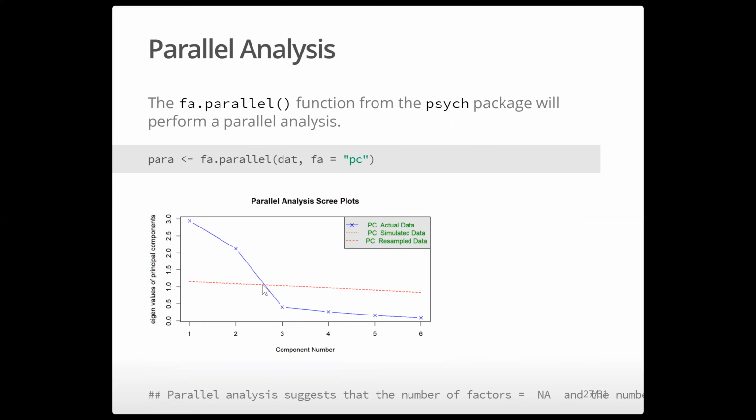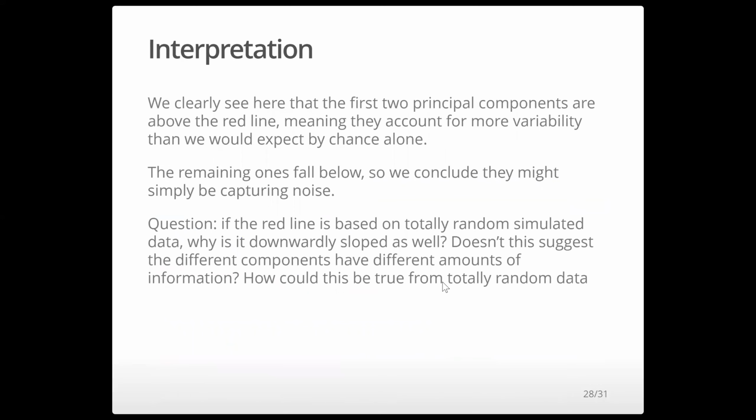Here we see this red line represents the simulated data. We want to see how many principal components are above that red line. These first two are above that red line, meaning that these eigenvalues are larger than we would expect by chance alone. And these ones that are below are not larger than what we would expect by chance alone. So this suggests that we wouldn't want to interpret these. These could just be capturing noise.